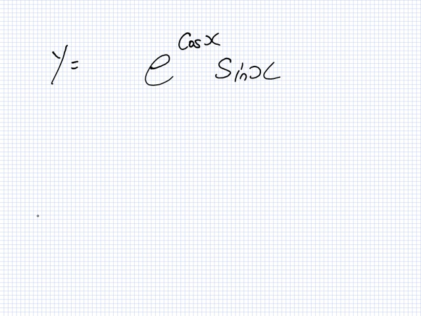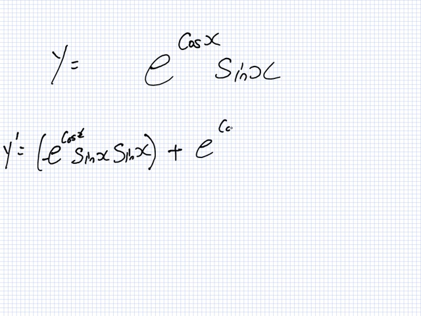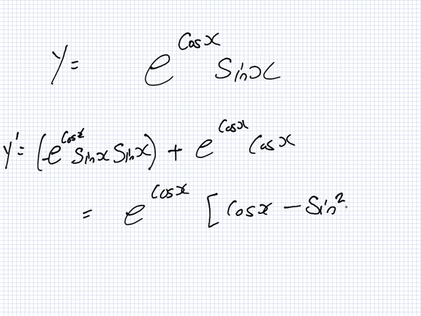Product. So the derivative is, first I differentiate e^(cos x), which is e^(cos x) times minus sin x, and then sin x. Yes, that's the first part, plus e^(cos x) times cos x. So this is e^(cos x)(cos x minus sin squared x).